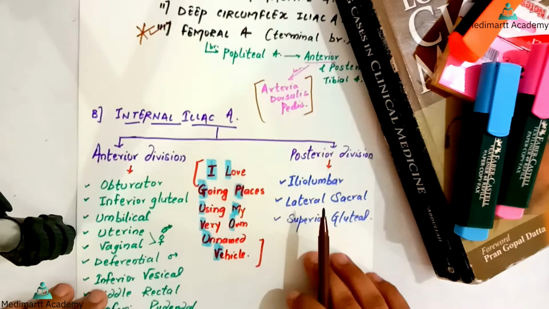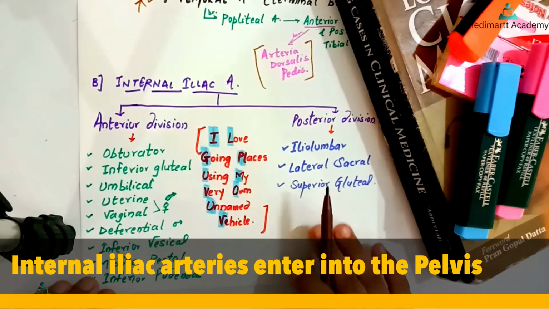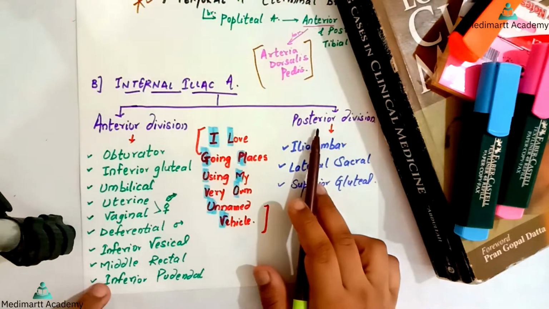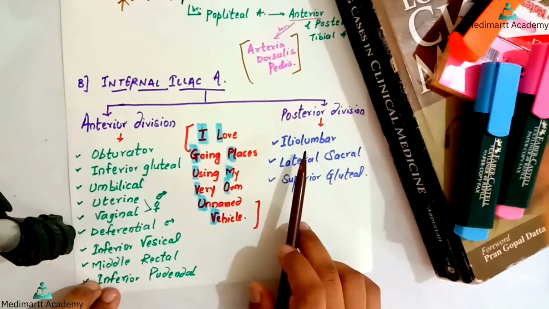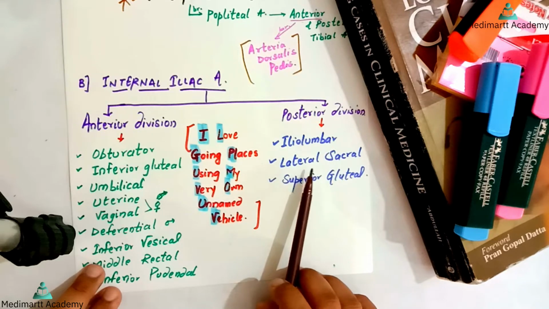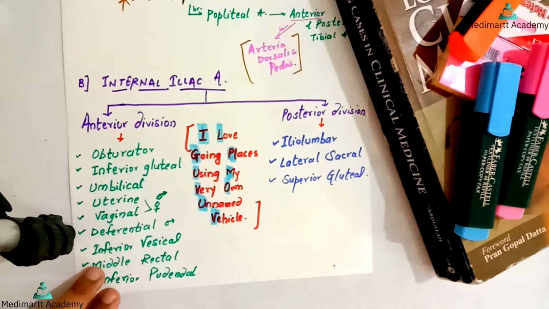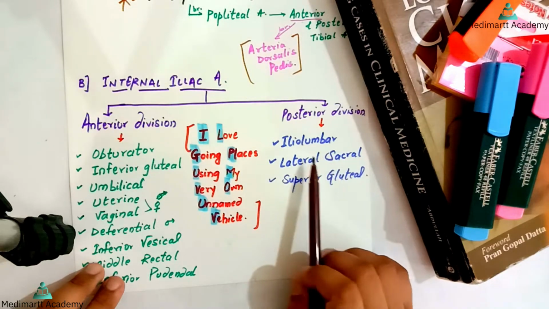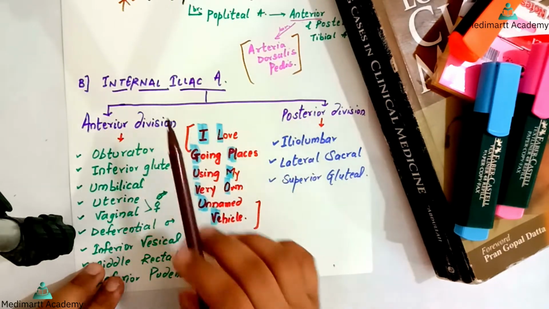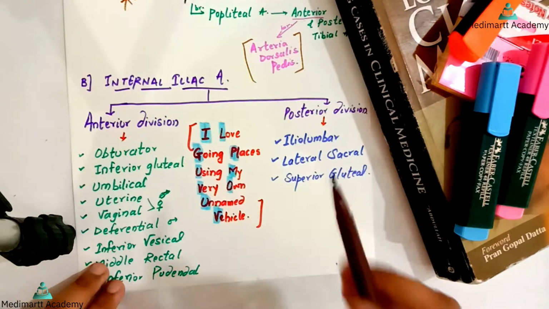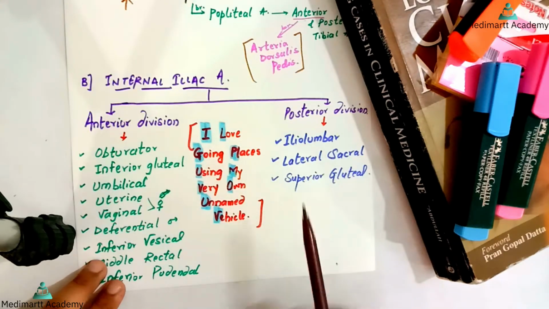Next is the internal iliac artery. It basically has two divisions, anterior and posterior. First of all, I will tell you the artery names, and then I will tell you the mnemonic for this. The posterior division has just three arteries: the iliolumbar artery, the lateral sacral artery, and the superior gluteal artery. The median sacral artery, as we all know, is a dorsal branch of the abdominal aorta. The lateral sacral artery is a branch of the posterior division of the internal iliac artery, and the superior gluteal artery, obviously, supplies the gluteal region. So there are three arteries: iliolumbar, lateral sacral, and superior gluteal.